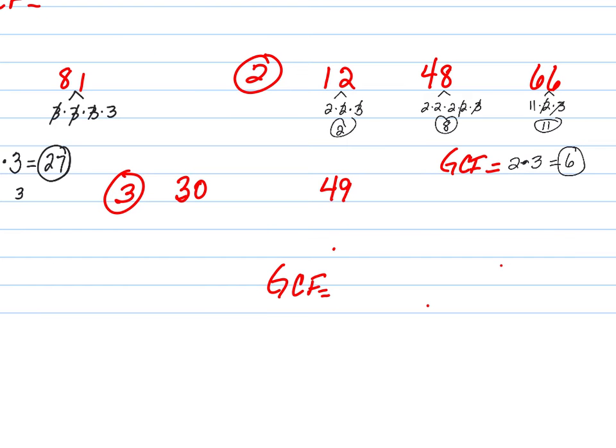No. 30 is 3 times 10, isn't it? That's 3 times, what, 2 times 5? 49 is 7 times 7. Do they share anything? No. So what is the greatest common factor? Christian? Relatively prime. It's 1, so yes, and they're going to ask you, is it relatively prime? Good, Christian. Those are relatively prime. So you have to say the greatest common factor is 1.